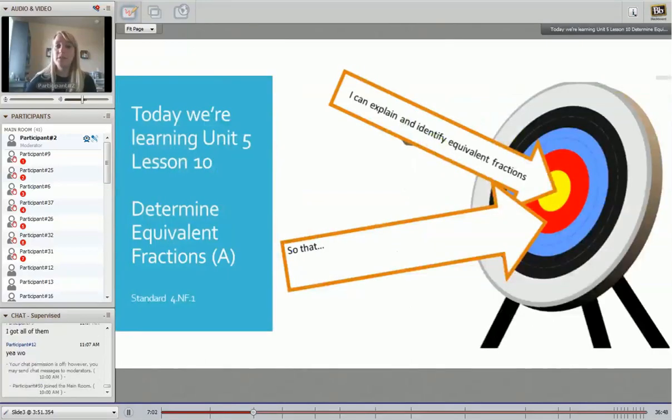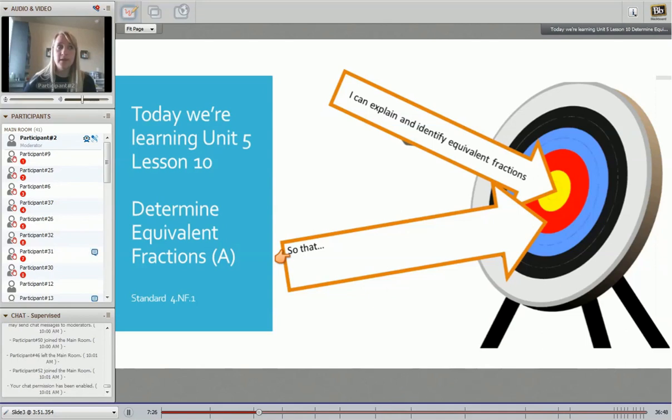Today we are doing Unit 5, Lesson 10, and it's titled Determine Equivalent Fractions, Part A. We've talked about equivalent fractions a little bit, and we're going to explain and be able to identify them. But why? Why would it be good to be able to find equivalent fractions?